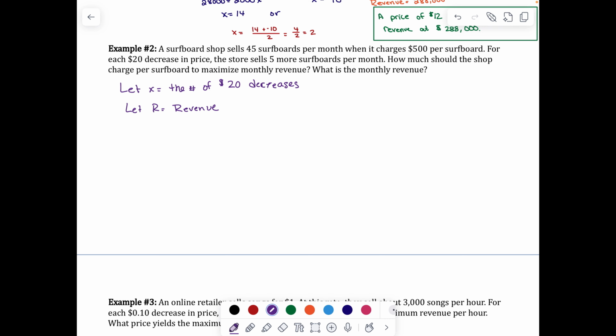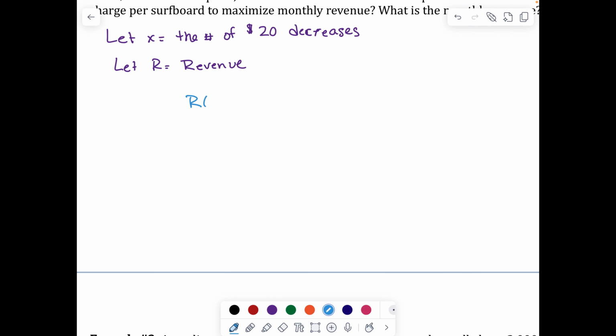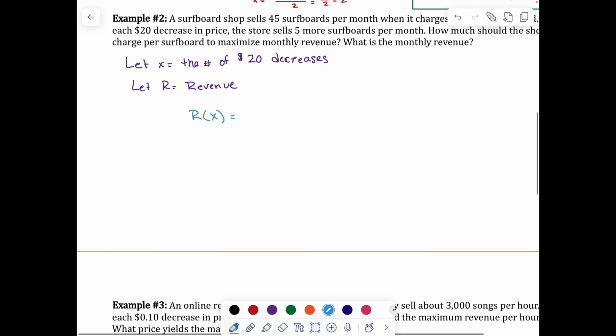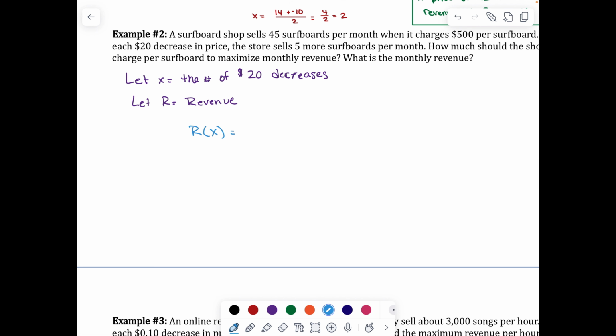So again, we're saying the number of items sold. So that should be R of X is equal to how many items are we selling? So we are selling 45 surfboards per month. But then we are selling 5 more surfboards per $20 decrease. So 45 plus 5X times the price per item. So we are currently selling surfboards for $500. And then we decrease them by $20 every time.